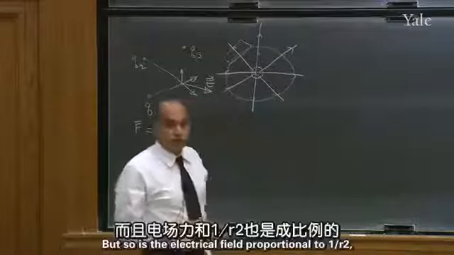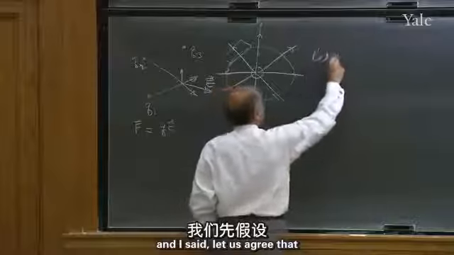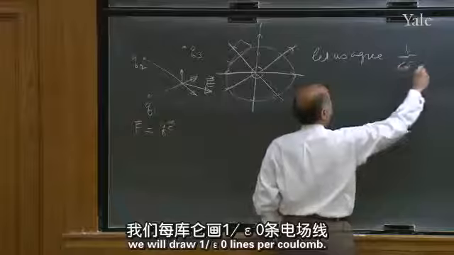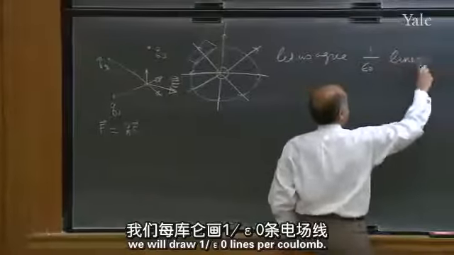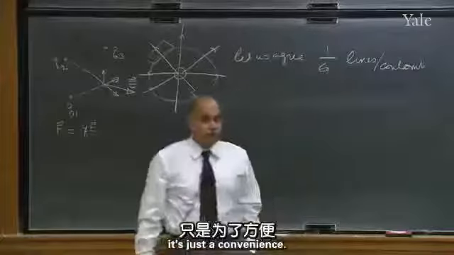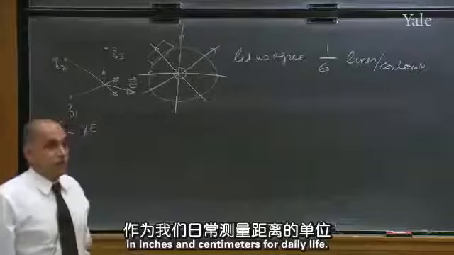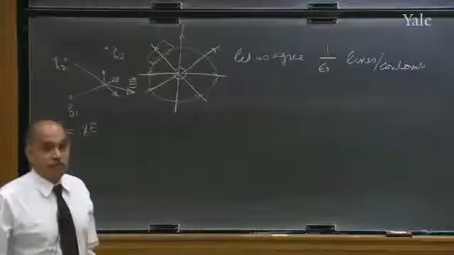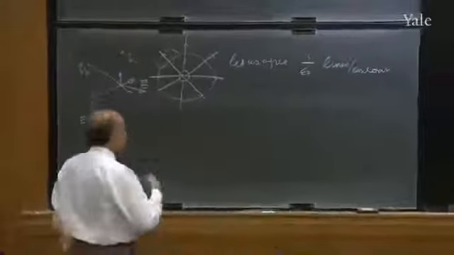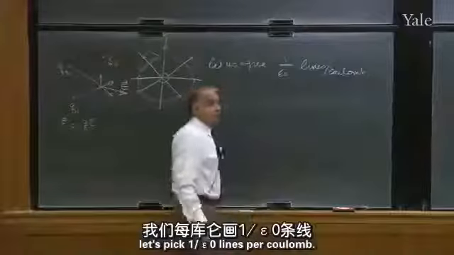But so is the electric field proportional to 1 over r squared. And I said, let us agree that we will draw 1 over epsilon 0 lines per coulomb. This is not a necessity. It's just a convenience. It's like saying I want to measure distances in inches and centimeters for daily life. You can measure them in parsecs or angstroms, but you'll be dealing with nasty numbers. So it's a convenience, and the convenience here is let's pick 1 over epsilon 0 lines per coulomb.